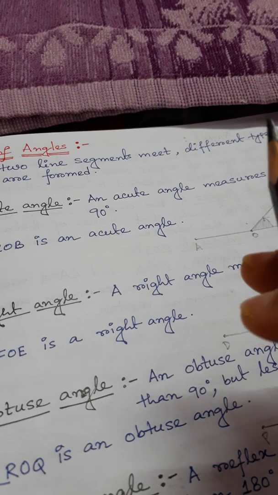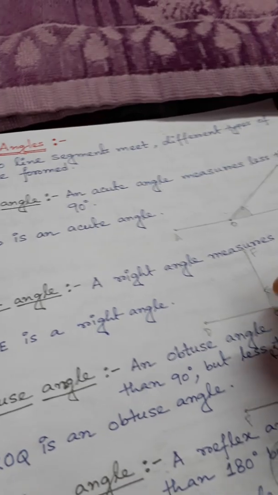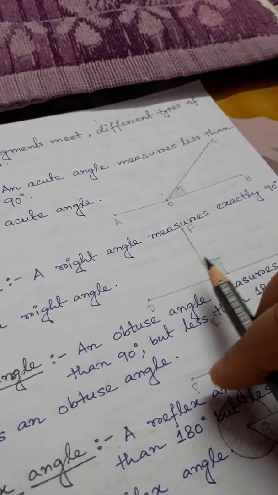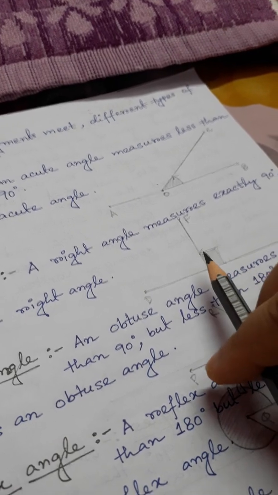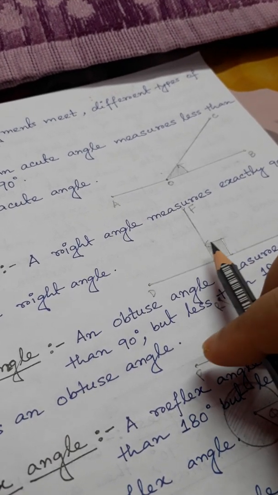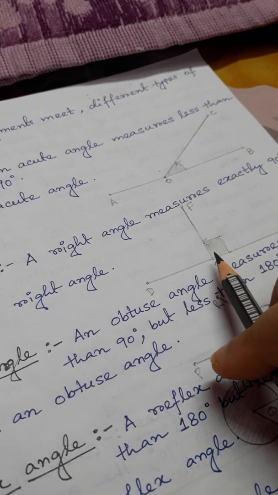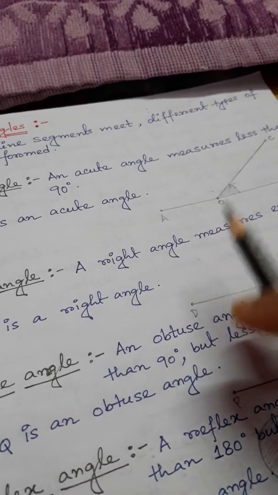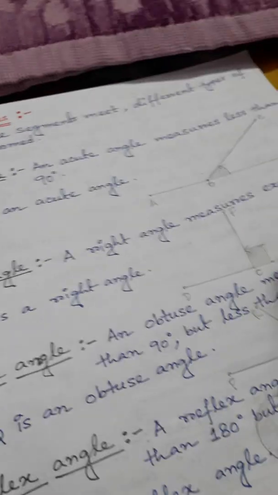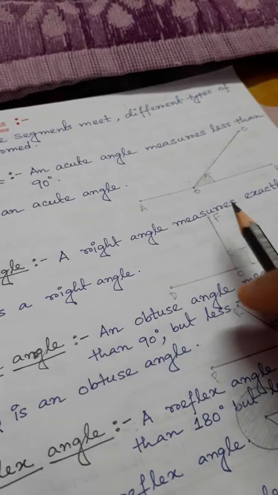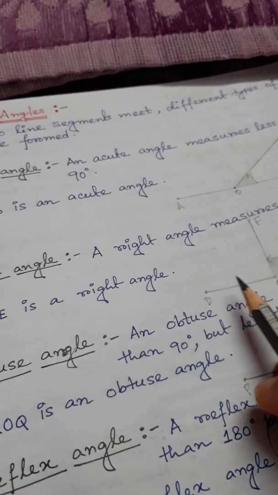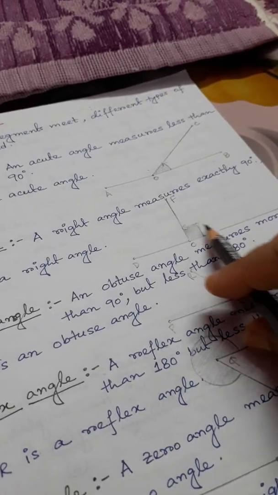Okay, the next angle is the right angle. A right angle measures exactly 90 degrees. When the angle is exactly 90 degrees, how do we show it? We can show this angle by a square. You see the little square I have drawn here to show this right angle. So a right angle measures exactly 90 degrees. FO is a right angle.